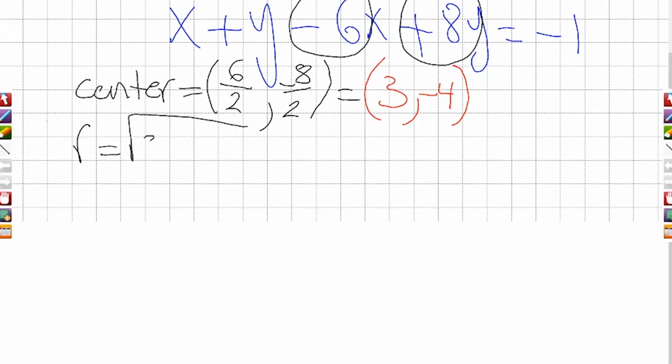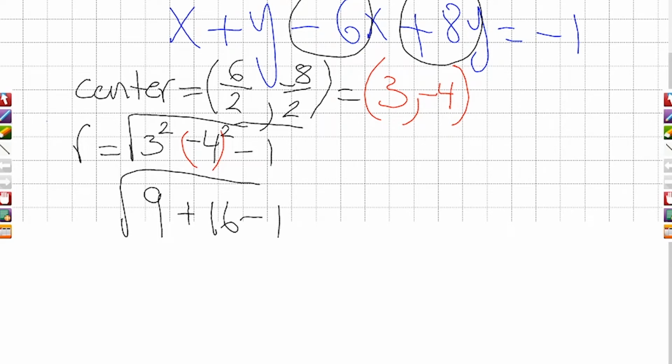Radius equals 3 squared minus negative 1, because the 1 is the constant. 3 squared is 9. Negative 4 squared is... Say what he did wrong: he never put this in parentheses to avoid the error, right? Okay. And then negative 4 squared is 16.